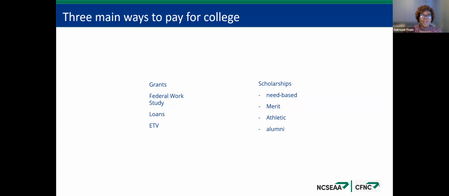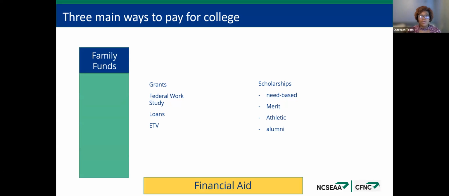There are three main ways to pay for college. There are family funds. There's financial aid, which is at the federal, state, and college level. And then there are gap funds. That's money used to close the gap between the total cost of attending a college and the financial aid and family funds that a student may have access to.